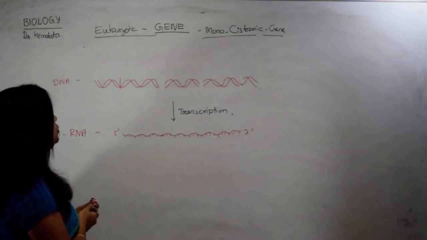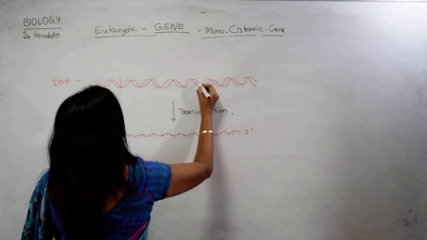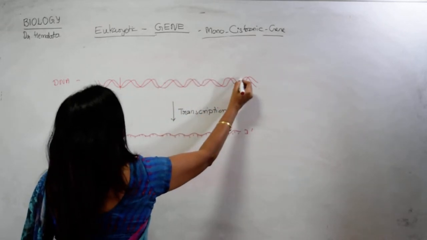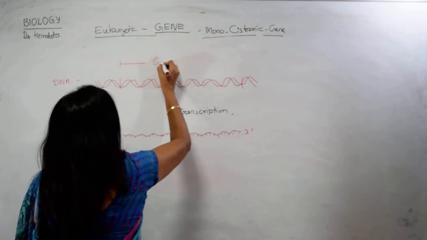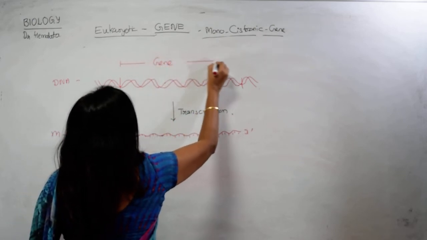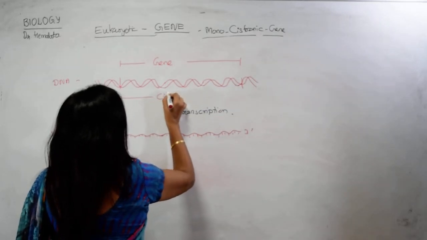Suppose you take the DNA, like this, from here till here. If it is carrying one characteristic, this can be called a gene, which is nothing but a single cistron. This whole thing is one cistron only.